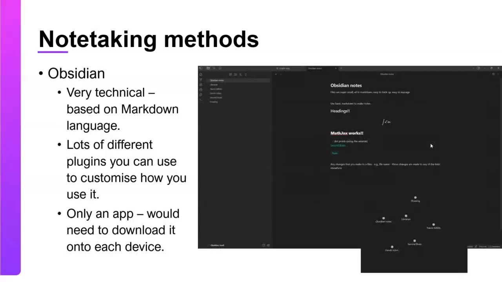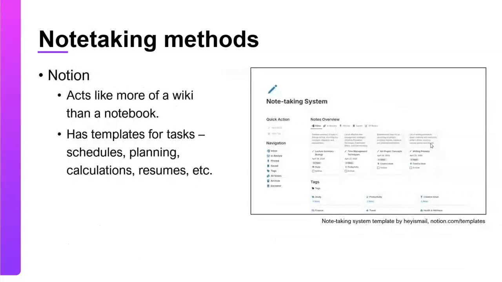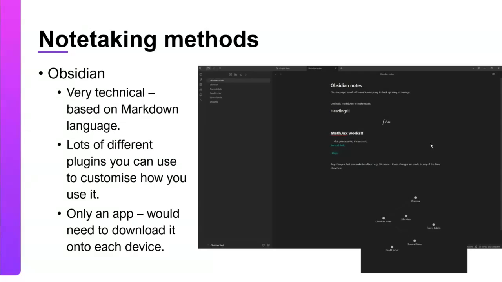Obsidian is another one. So it's quite technical. It uses a basic coding language called Markdown, and there's a lot of different plugins that you can use to customize it. It is only an app though, so OneNote and Notion will sync up across devices. So if you have an app on your phone and on your iPad and on your desktop for Microsoft OneNote, it'll all sync up. Obsidian is only an app, so you would have to download the app onto each device.